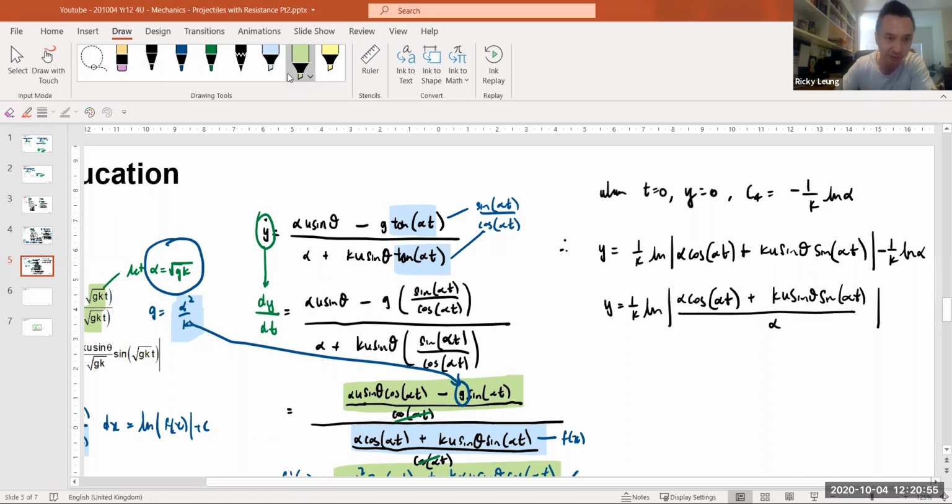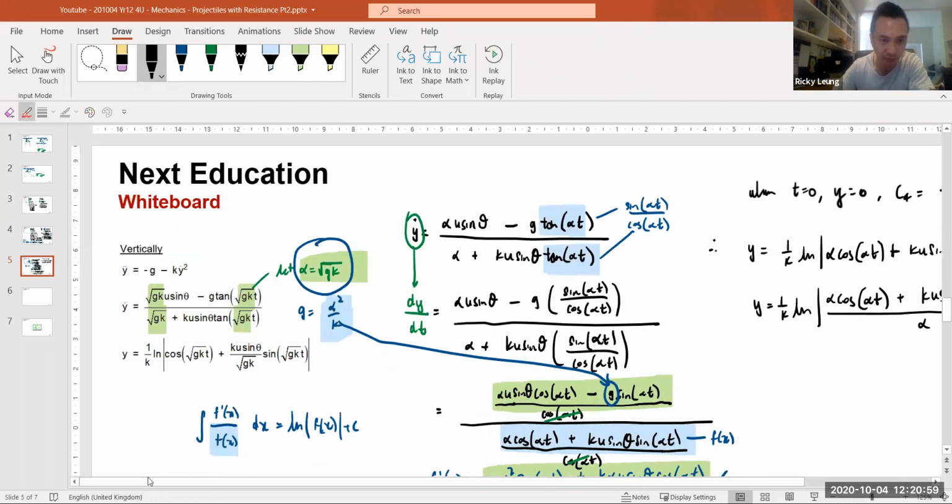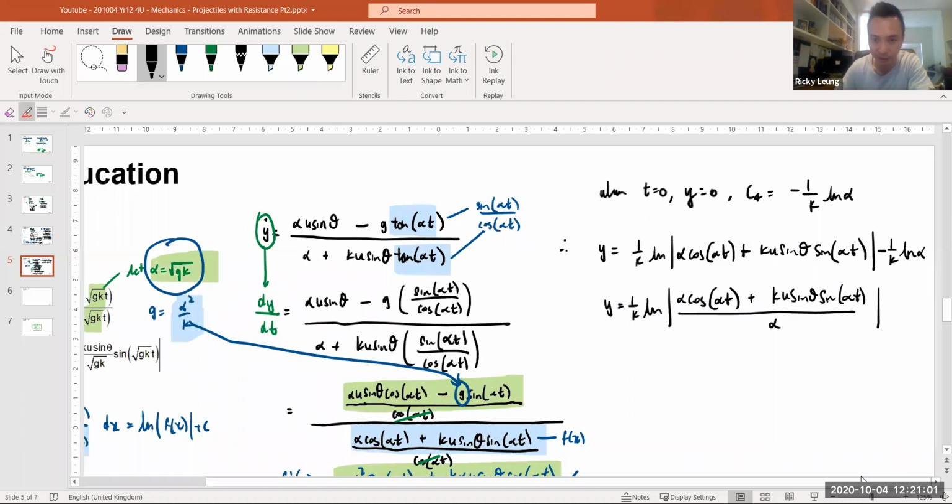Alpha goes away, and then I'm going to sub alpha back in. What was alpha? Alpha was this. Back in, and I should have that expression. Let's have a look. Perfect, and then they broke it up as well. Makes it easier. Therefore, y equals 1 on K ln. Alpha goes away, that's just cos. Replace alpha back in.